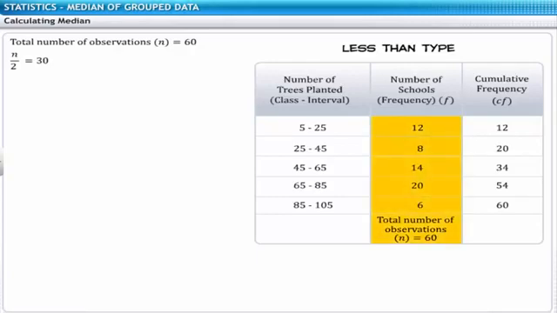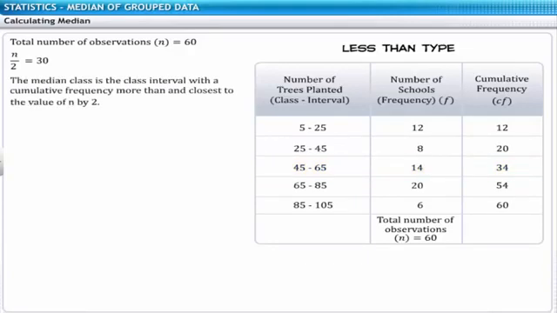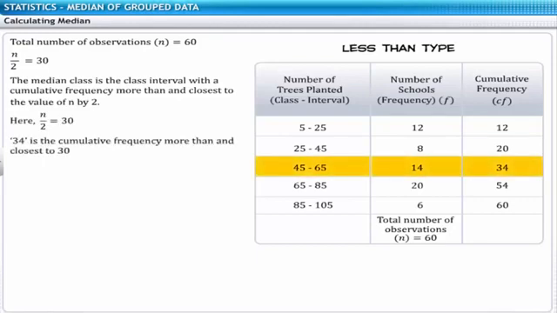Note that to calculate n, or n by 2, we use the frequency and not the cumulative frequency data. The next step is to locate the median class. The median class is the class interval with the cumulative frequency more than and closest to the value of n by 2. In this case, n by 2 is 30. The cumulative frequency of class interval 45 to 65 is 34, that is, more than and closest to 30. Thus, 45 to 65 is the median class for this data.